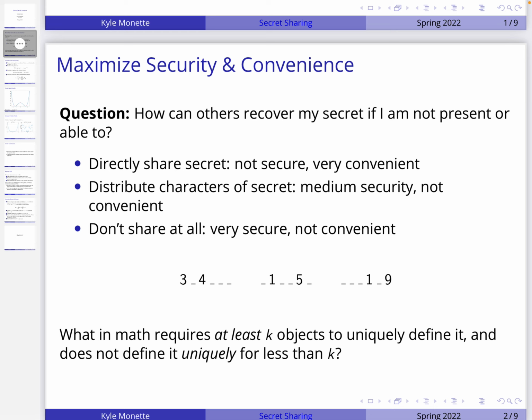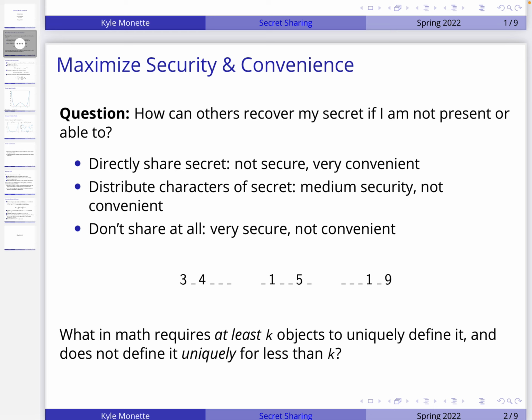So we want to maximize the security both in simple terms and in cryptographical terms, as well as the convenience. How easy is it for my friends to recover my secret? And we might ask how we can do this in math. What object can we use that has this property? Well, you actually don't even need math.